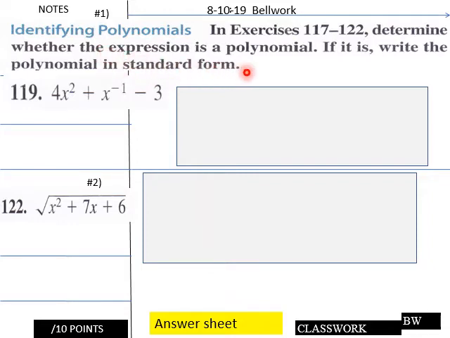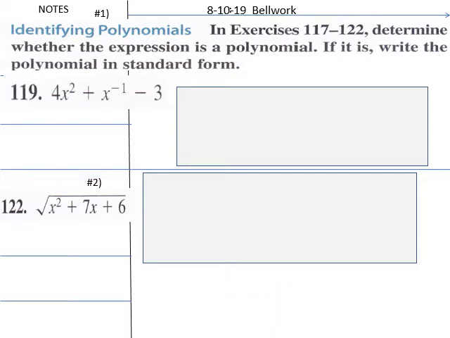Determine whether the expression is a polynomial. If it is, write the polynomial in standard form, students. So you have this here. Give your students 4 minutes for this one.